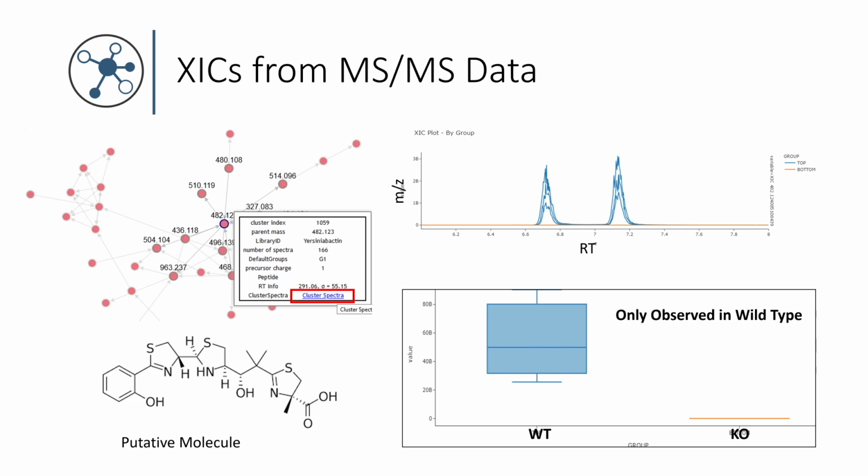And he was able to quickly see, more quantitatively rather than qualitatively, that indeed within the wild type this molecule is present, and within the knockout it's completely gone. So simply being able to connect to the GNPS dashboard so easily, he's able to answer both of those questions pretty conclusively and very quickly.